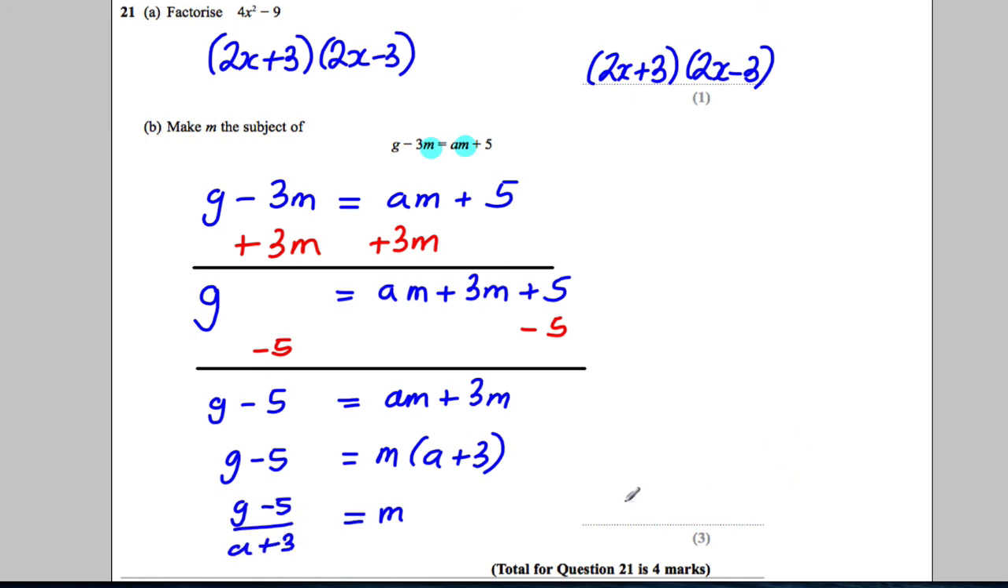And lastly, divide by this bracket. m is going to be g subtract 5 divided by a add 3. So we're going to get that m as the subject of the formula is equal to g subtract 5 divided by a add 3. And that's it, we're done for that.